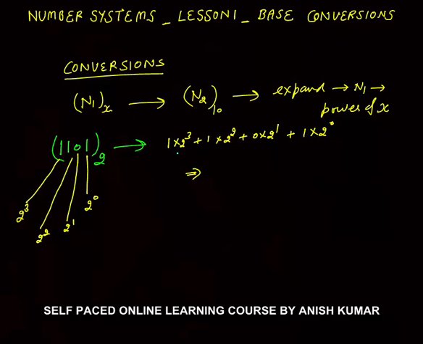And you will get your answer. This is 8 plus 4 plus 0 plus 1. Anything raised to power 0 is 1. So the answer is 13. So it means that 1101 in base 2 is the same as 13 in base 10. So we have converted this 1101 into base 10.